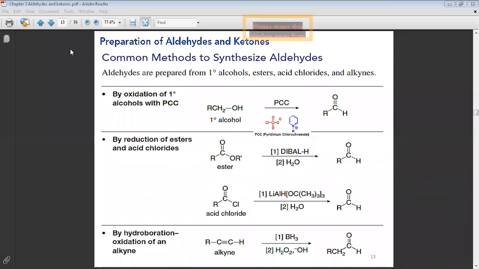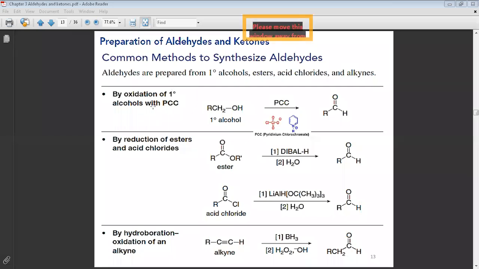Preparation of aldehydes and ketones. This is the common method for the synthesis of aldehydes, but there is another method. We will take the aldehyde and then the ketone, because the aldehyde differs from the ketone by the starting material. For example, here we use a primary alcohol, but for the ketone we use a secondary alcohol.